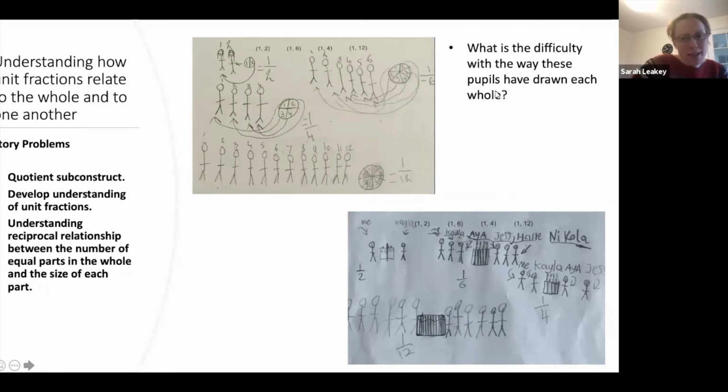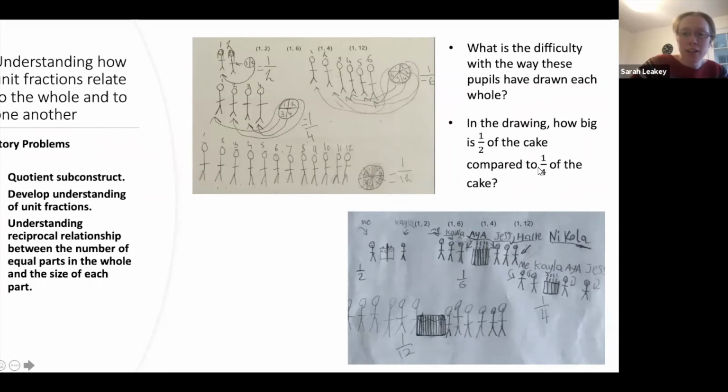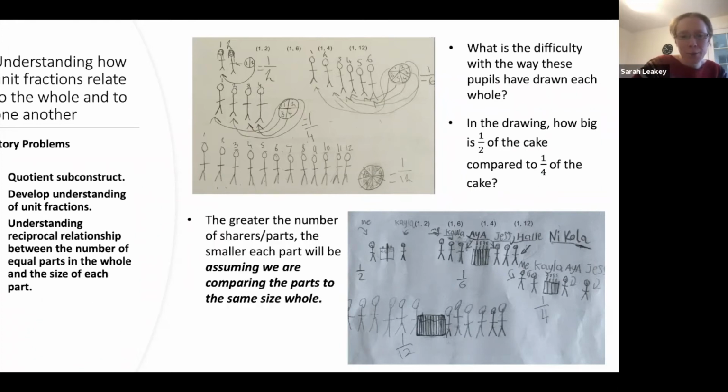So you see from the drawing, one of the difficulties in doing this is that all these holes are slightly different sizes. So actually, if we're comparing them in this drawing, 1/2 is probably smaller than 1/4. So again, those are important discussions to have with the pupils, so they appreciate the importance of the size of the whole when we're talking about fractions.